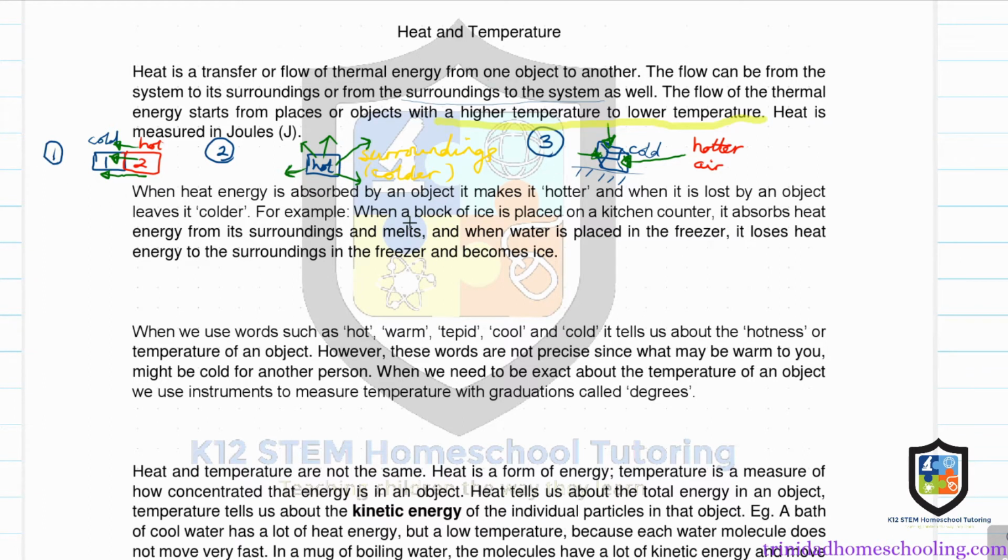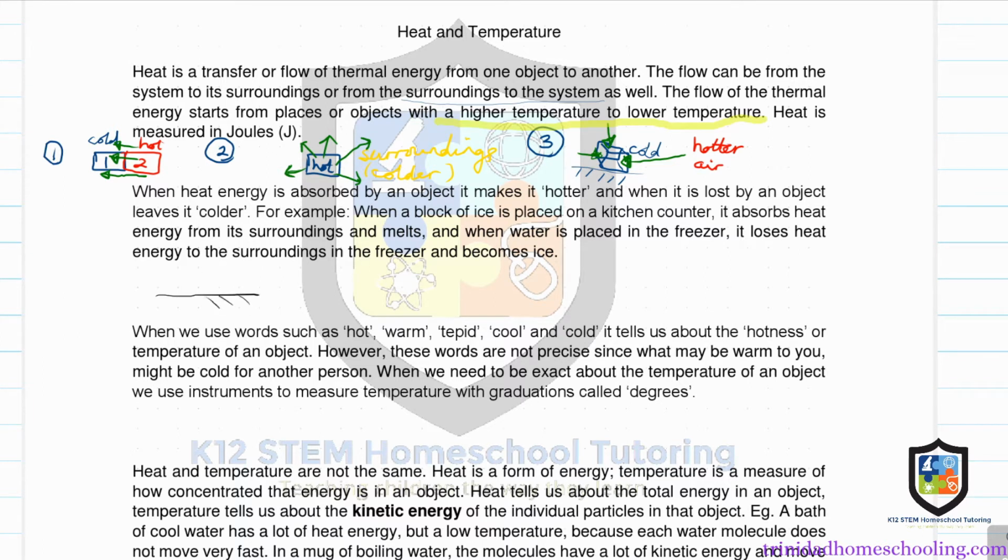Now, when heat energy is absorbed by an object, for example, in example 3 here, it makes it hotter. And when it is lost by an object, it leaves it colder. For example, when a block of ice is placed on a kitchen counter, it absorbs the heat energy from its surroundings and melts, right? That's what we talk about here. And when the water is placed in the freezer, it loses energy to the surroundings in the freezer and becomes ice. So you could draw a little illustration.